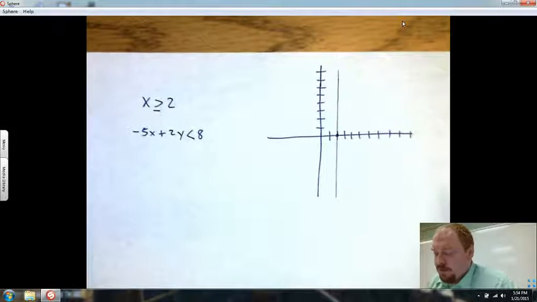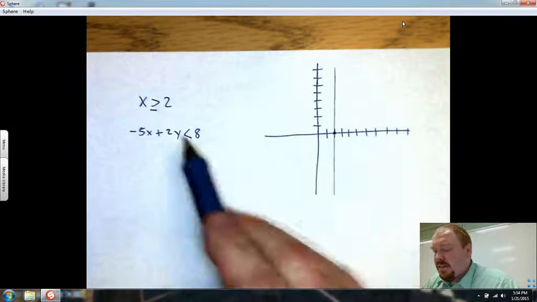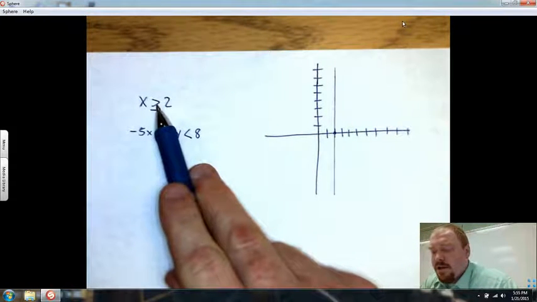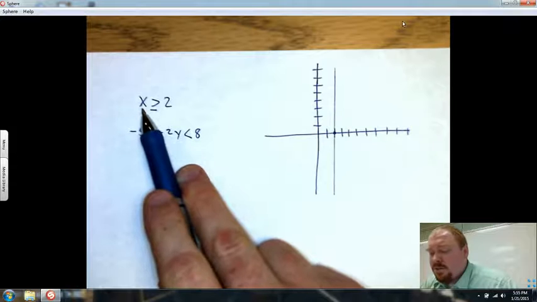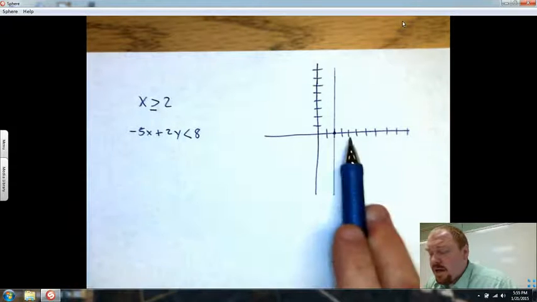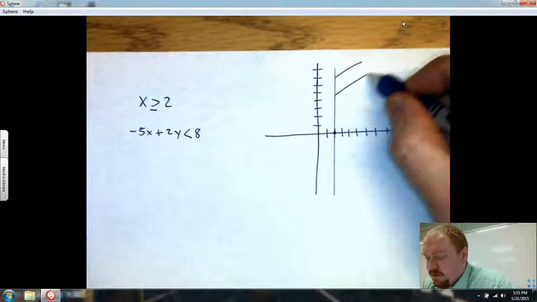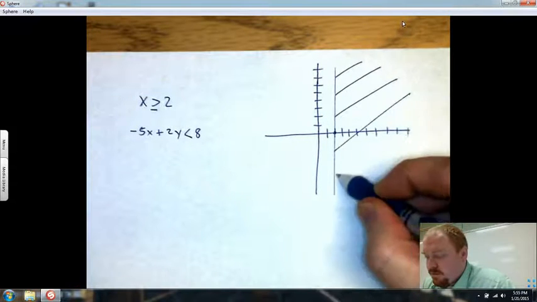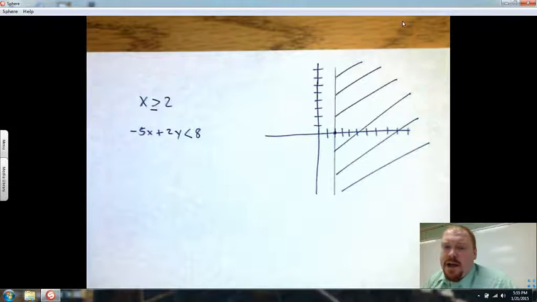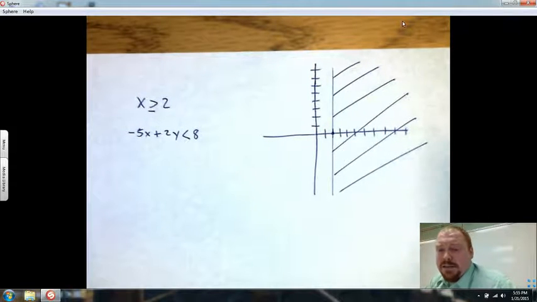Now, because it is greater than, the numbers where x is greater than are to the right. So I'm going to shade these to the right. I use big, wide lines for my shading. It just makes things a little bit easier, especially for demonstration purposes.